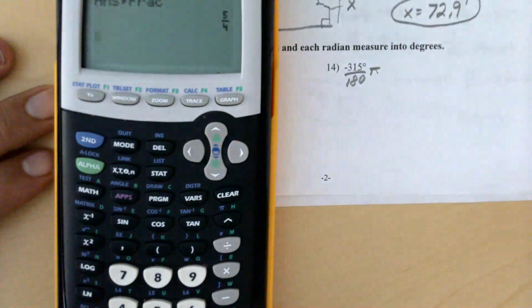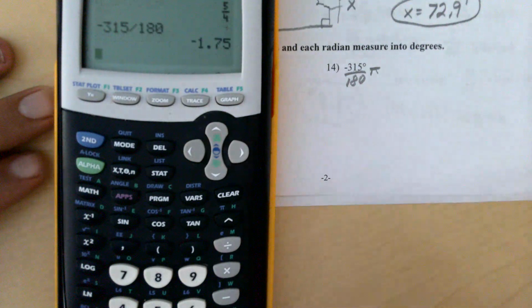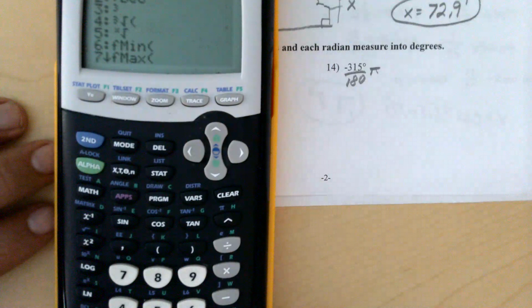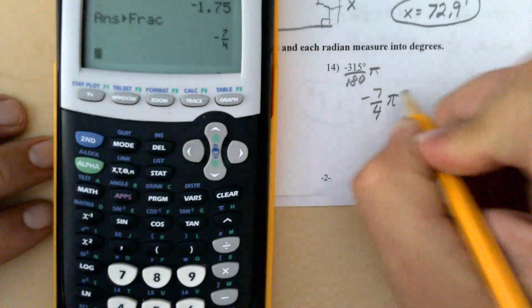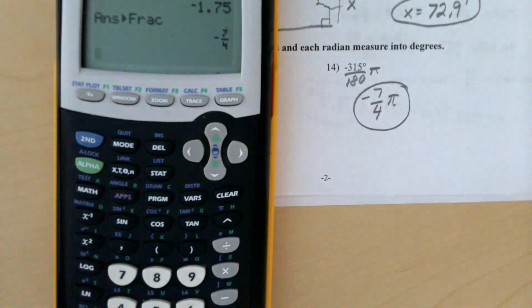I always take that in. So in this case, negative 315 divided by 180 and it's negative 1.75. If it's an ugly decimal, it doesn't matter. The calculator can convert it back into a fraction. And don't forget the pi. Okay? That's how we go from degrees to radians.